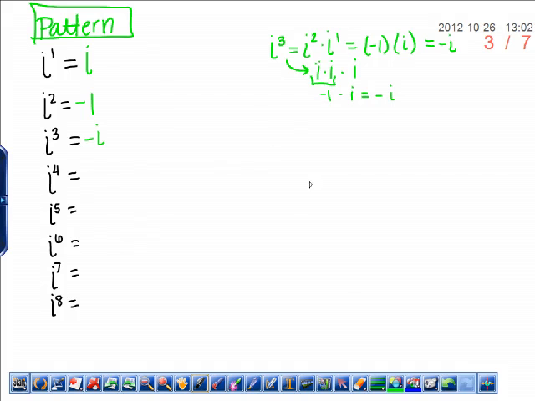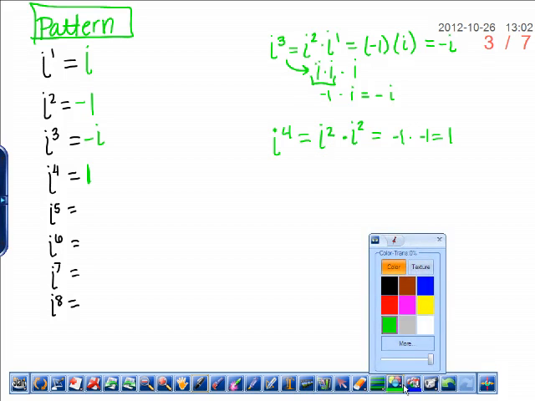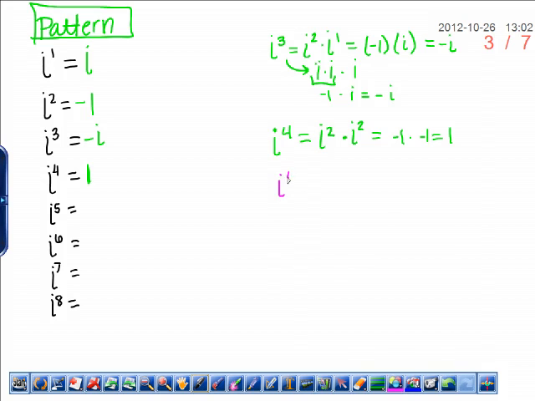Okay. Let's look at i to the fourth. i to the fourth is the same as i squared times i squared. i squared times i squared is negative 1 times negative 1, which is just 1. Okay? Let's look at i to the fifth. i to the fifth would be i to the fourth times i, which is 1 times i, so we get i.